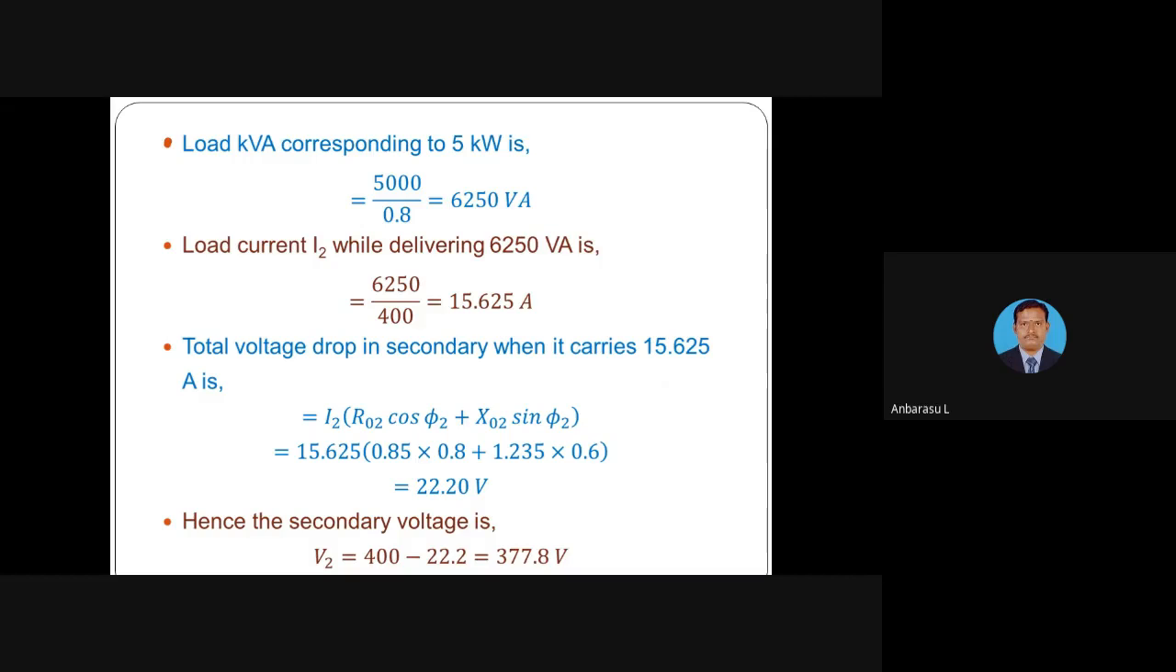Hence, the secondary no-load voltage V2 is available as 400 volts. We can subtract the drop voltage. Finally, we can get the secondary voltage VT equal to 377.8 volts. It is the final answer for this problem.